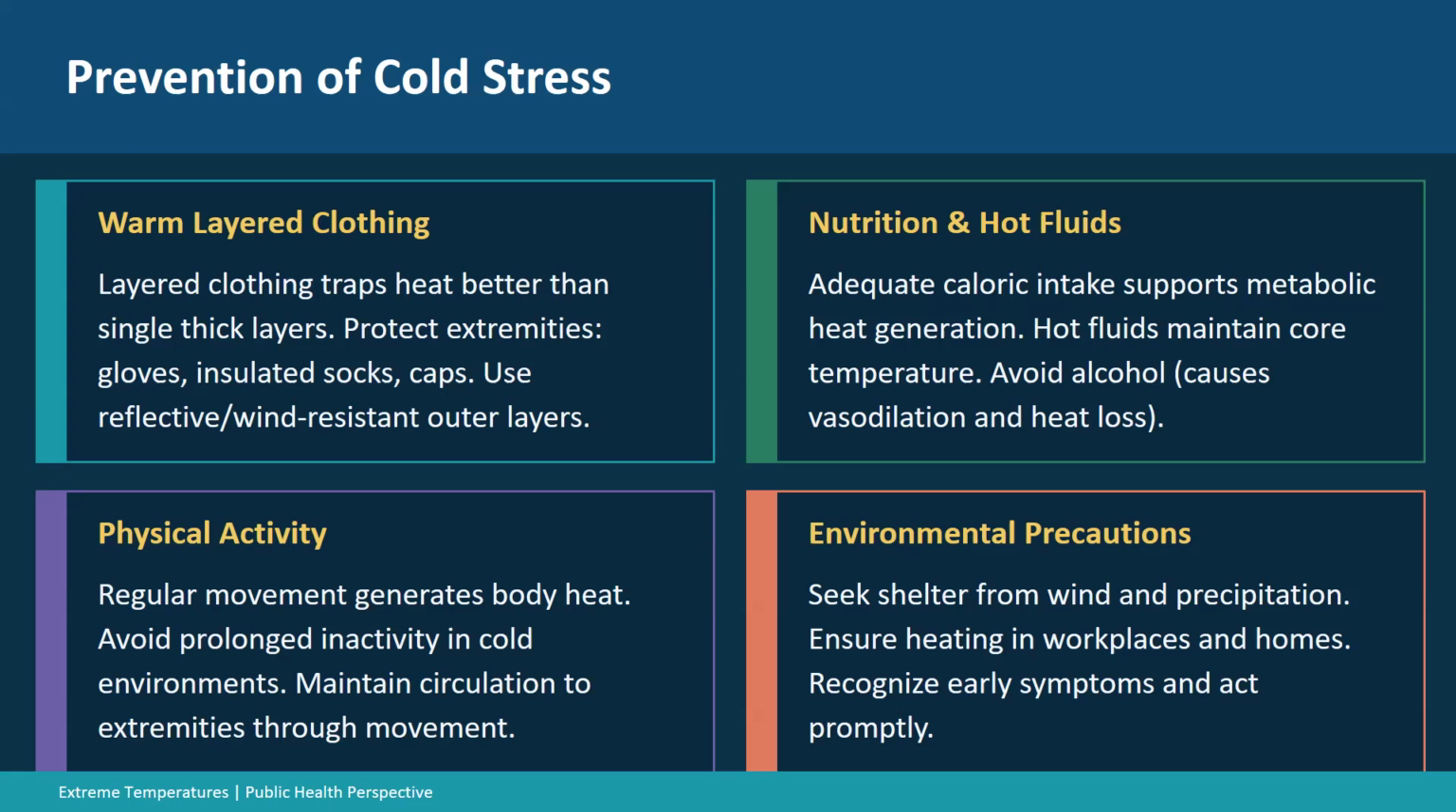Physical activity: regular movement generates body heat. Avoid prolonged inactivity in cold environments. Maintain circulation to extremities through movement. Then we have environmental precautions, where we have to seek shelter from wind and precipitation, ensure heating in workplaces and homes, and recognize early symptoms and act promptly.